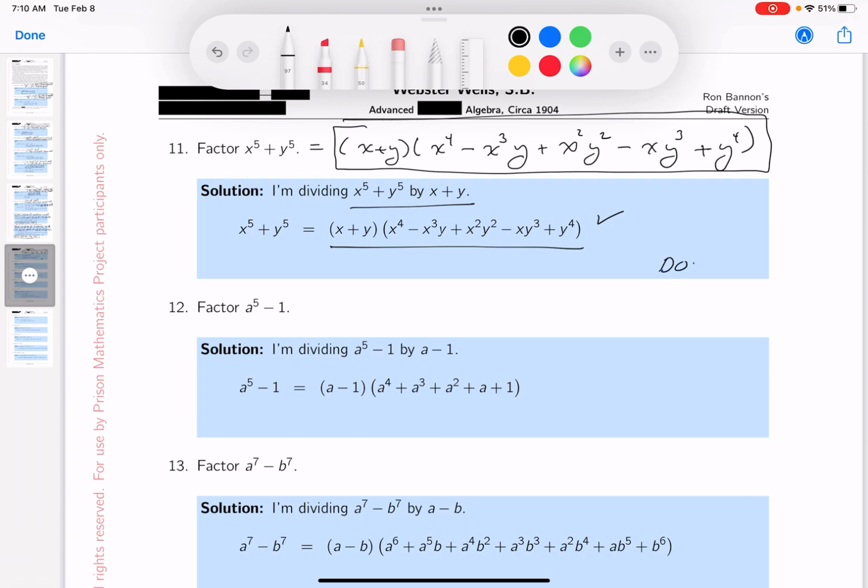Done. It's important you see things by patterns. The way you see things by patterns is by observation, by the way. So we're looking for observational patterns. That's all we're doing. Thank you.